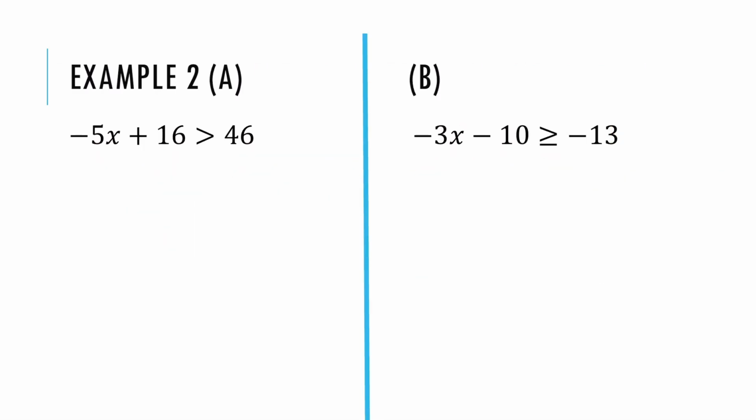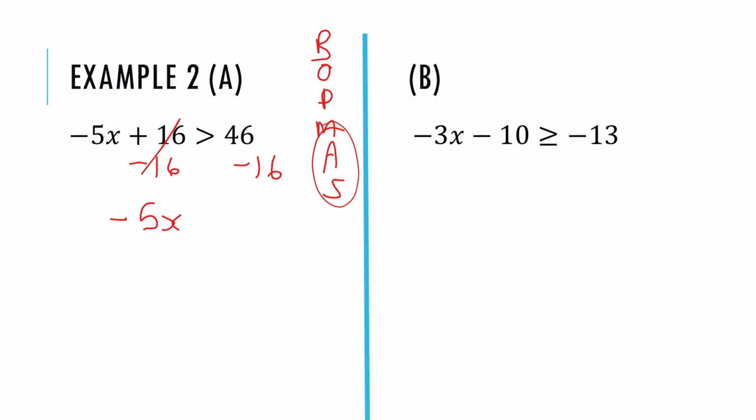Okay, let's look at the negative x term and some more difficult examples then. So we now have a solve involving more than one step. So we're going to have to apply our BODMAS in reverse. Anything adding or subtracting the x term we're going to deal with first. Plus 16, we're going to subtract 16 from either side. That leaves us with negative 5x is greater than 46 take away 16, which is 30.